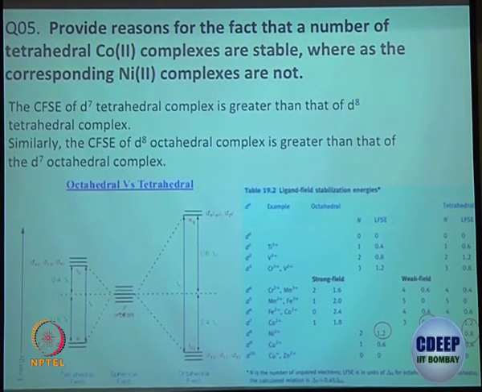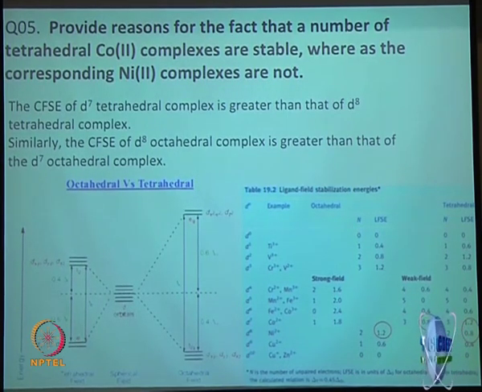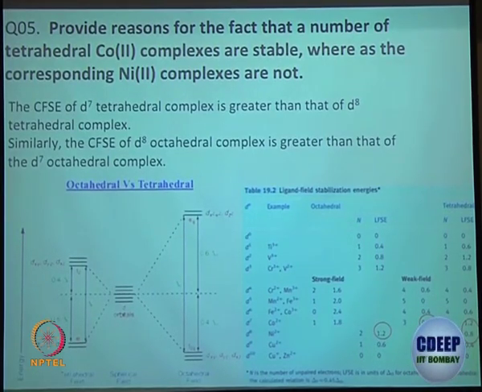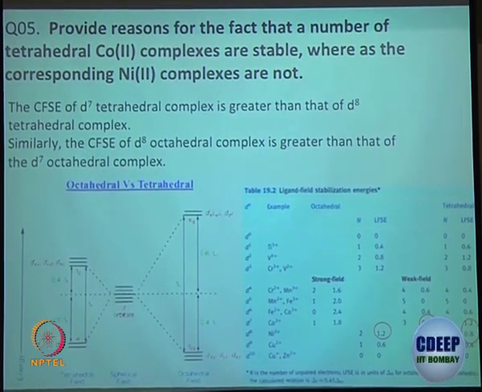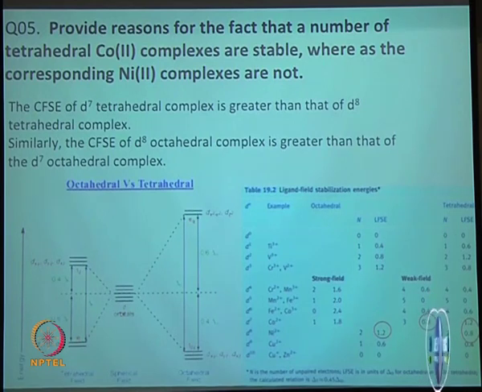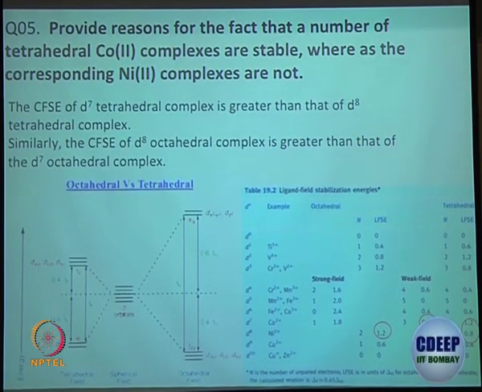I'm asking you to compare tetrahedral versus tetrahedral. Tetrahedral for D7, tetrahedral for D8. Octahedral for D7, octahedral for D8. You see the answer is within that. Okay. So CFSE of D8 octahedral, just do the simple octahedral. Okay. So it is going to be minus 1.2 delta, or minus 12 Dq. And what is it for D7? Minus 0.8 delta, or minus 8 Dq.